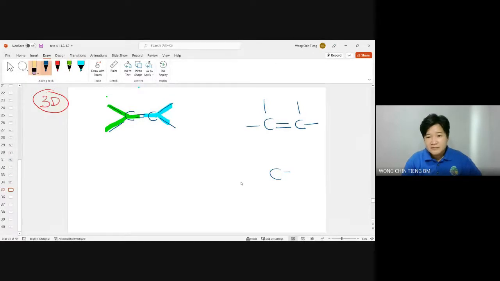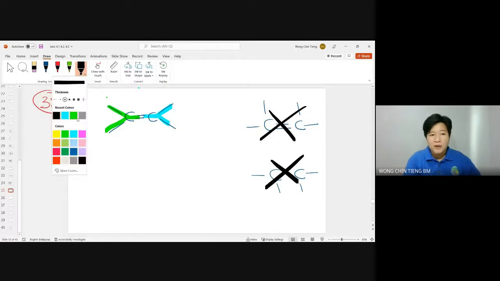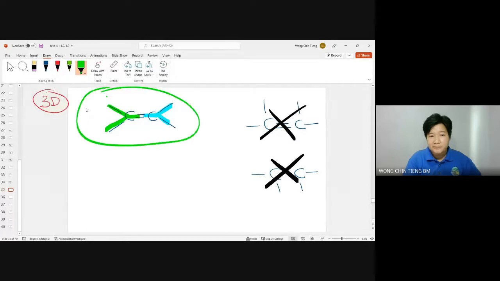Alright. Kalau yang ni, kalau apa lagi? Tak ada dah. Okay. Dua ni kita tak terima. Kita hanya terima the one in this shape. Okay. Boleh?